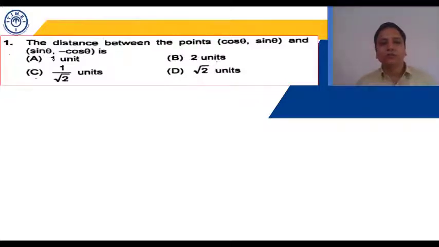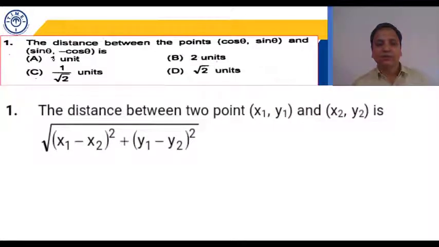Now how do we find the distance between two coordinates? We just know the formula, that is d is equal to under root of (x2 minus x1) whole square plus (y2 minus y1) whole square. If we say the distance between 2 points, one point is x1 comma y1, another point is x2 comma y2, it is under root of (x1 minus x2) whole square plus (y1 minus y2) whole square.